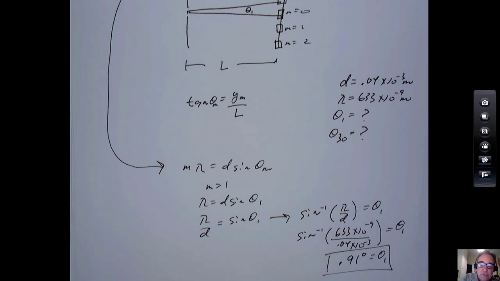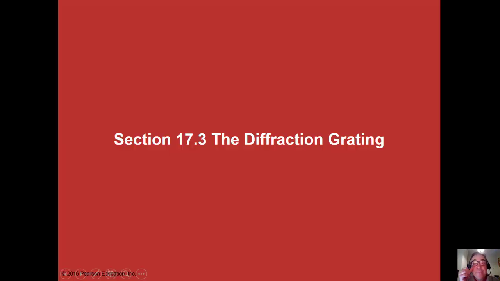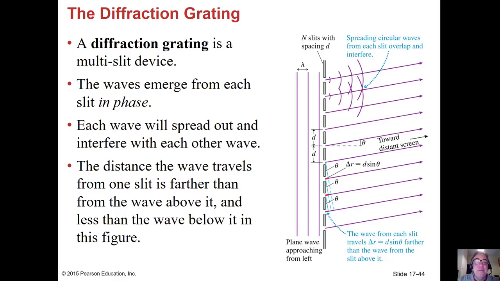Okay, let's go back to the notes. And then we've got the diffraction grating. So the lab that we have that goes along with this chapter deals with the diffraction grating. It's similar to a double slit, it's just there's a whole bunch of slits. Looks something like this. So a multi-slit device, so just not two, a whole bunch of them. So the waves emerge from each slit in phase, and we want to figure out where you get bright spots and dim spots again. It's the same exact thing, it's just that there's more slits.